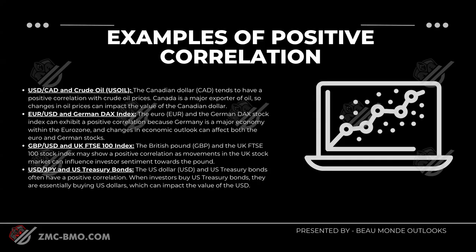Now, be careful with this because at times, if the pound is very expensive, it may be a negative for equities or the UK FTSE because it's going to, of course, cost a lot of money to do business with that economy. But more often than not, you tend to see a positive correlation. And finally, USD/JPY and US Treasury bonds. Now, the US dollar and US Treasury bonds often have a positive correlation. When investors buy US Treasury bonds, they are essentially buying US dollars, which can impact the value of the dollar. So what you tend to see is as US Treasury bonds rise, USD/JPY, of course, rises with it. And as US Treasury bonds fall, USD/JPY falls with it as well.